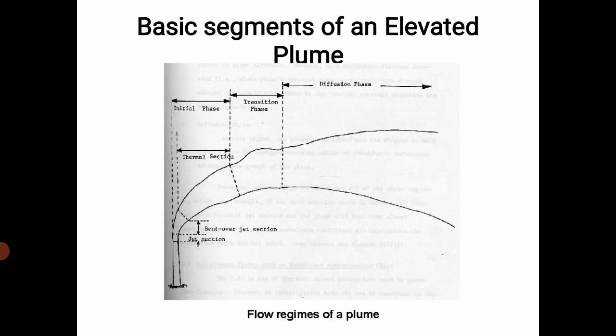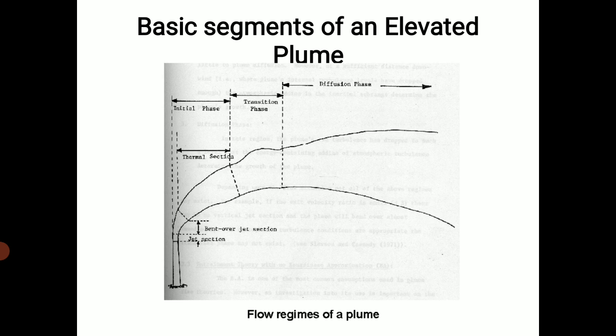Now, moving on to the various segments of an elevated plume, there are basically three segments. In the diagram, you can see basically three segments for an elevated plume. That is the initial phase, the transition phase, and the diffusion phase. And again, the initial phase is divided into three sections, that is the vertical jet section, the bent over jet section, and the thermal section.